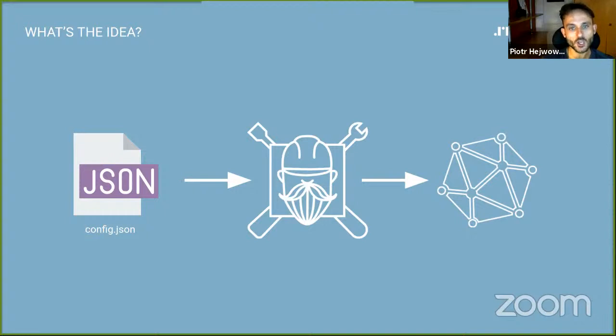And then you give that configuration file to Fablo. And Fablo will transform it into an actually running network. And the best part is that you do it with one command. So you just say Fablo up, you point to your configuration file, and then the network starts running.